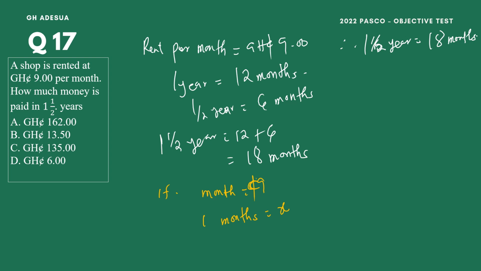Let me rewrite this again. If 1 month, per month she pays 9 Ghana cedis, how much will she be paying in 18 months? That is what we are here to find. So we do our multiplication. So we have 9 by the 18 months, equal to the 1 times the x.